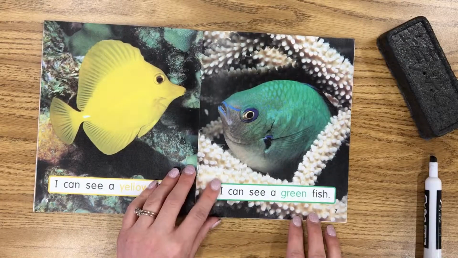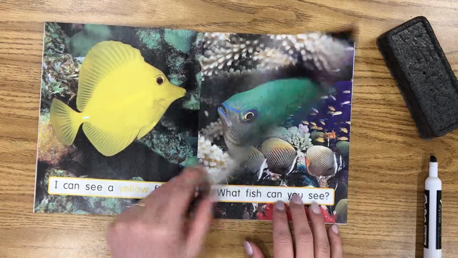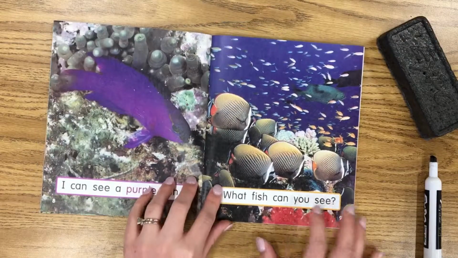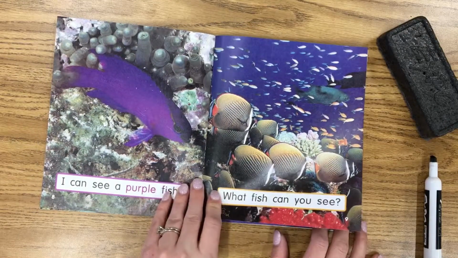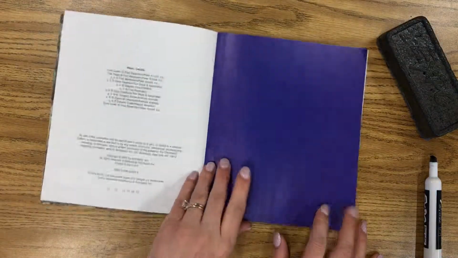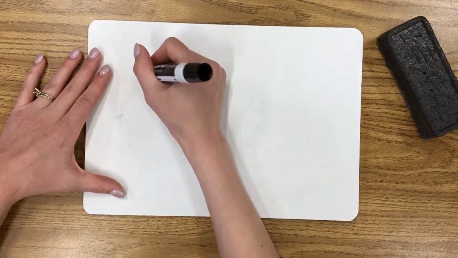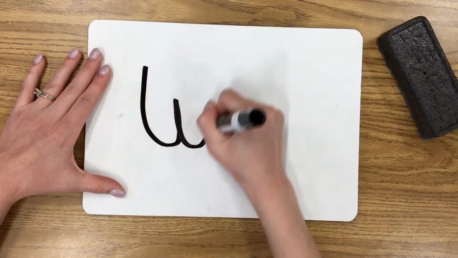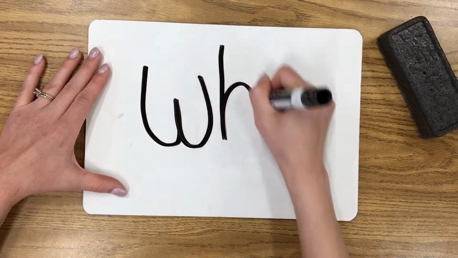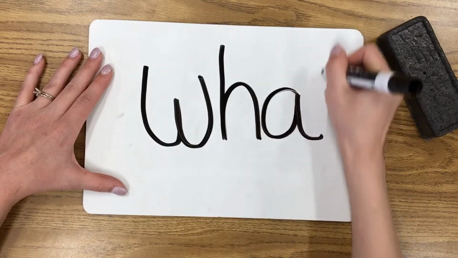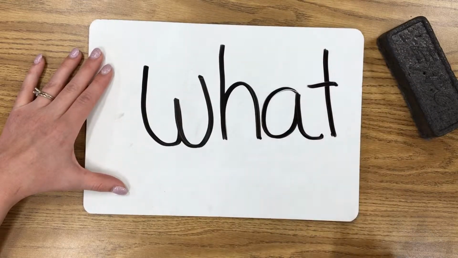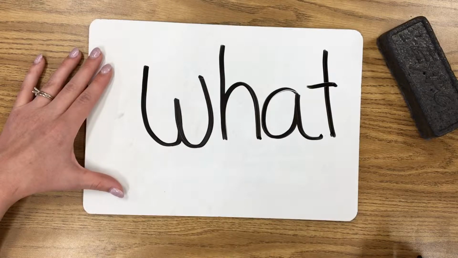Ooh, this one doesn't really have a stripe. Let's see. Ooh, they have scales. All right. Now I'm going to show you one other word, and I want to see if you can tell me what word this is. This is a sight word as well. Who can guess what the sight word is? If you know it, go ahead and tell me.